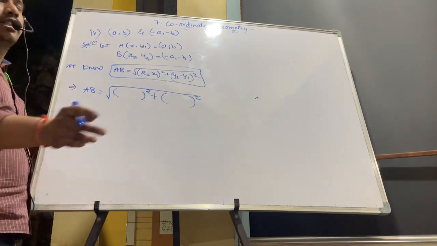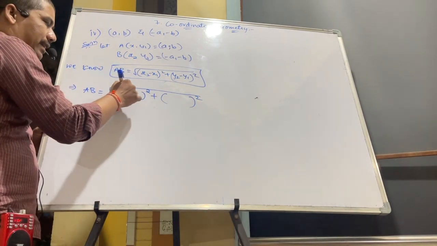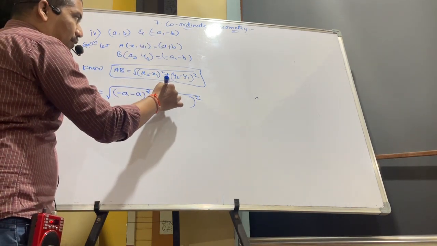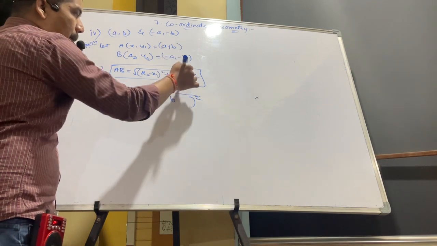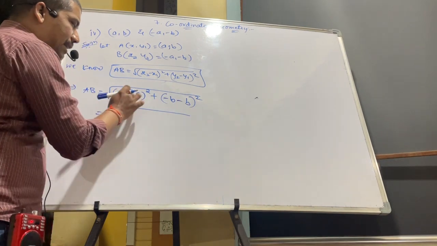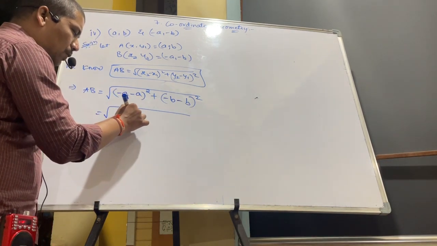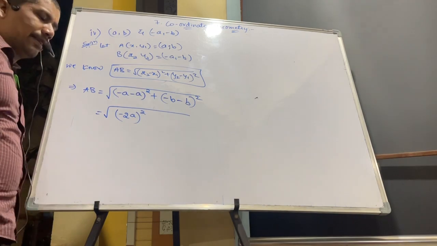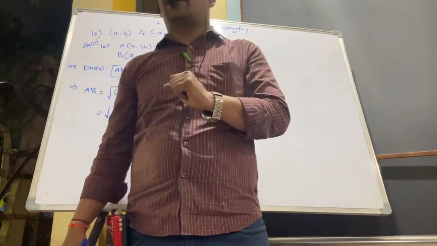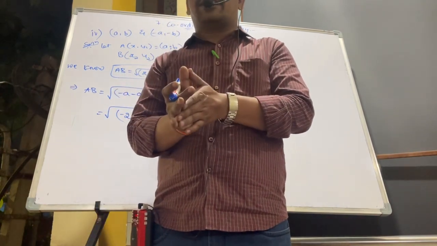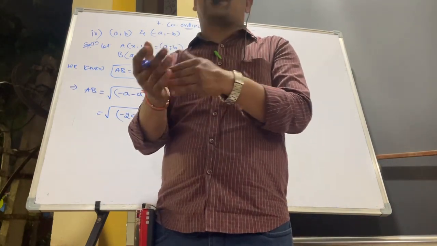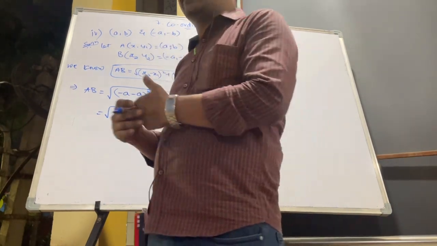x2 minus x1. What is our x2? Minus A. Minus x1 is A. y2 minus y1: y2 is minus B, minus y1 is B. Now look here: minus A minus A is minus 2A. Minus 1 minus 2, or not? Both are minus, so we should do addition. 1 plus 1 will be 2. Both are minus, that's why the answer will also be minus.